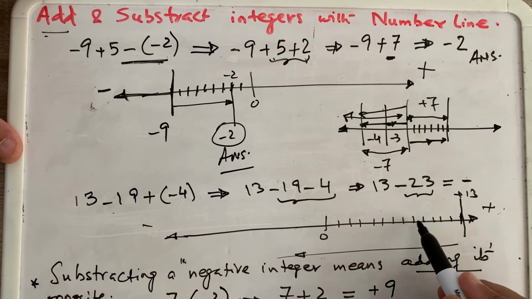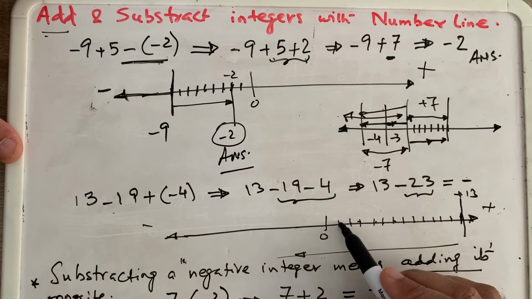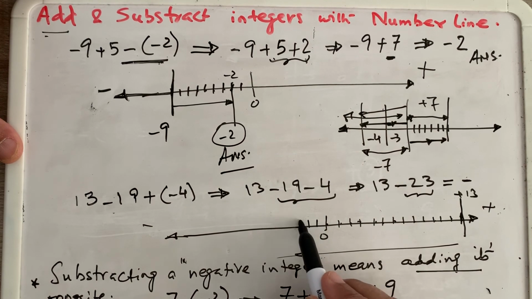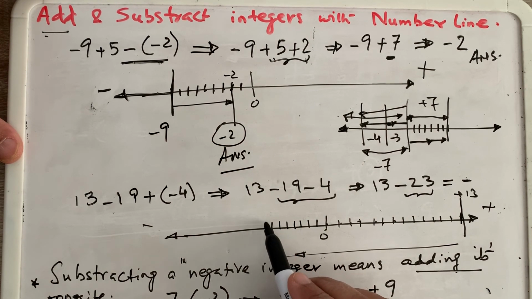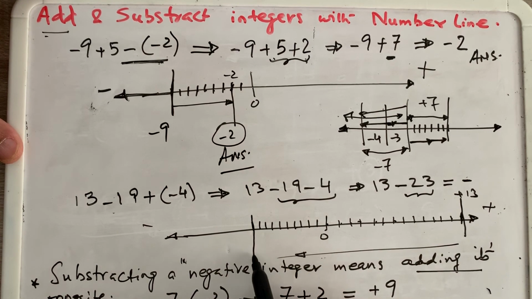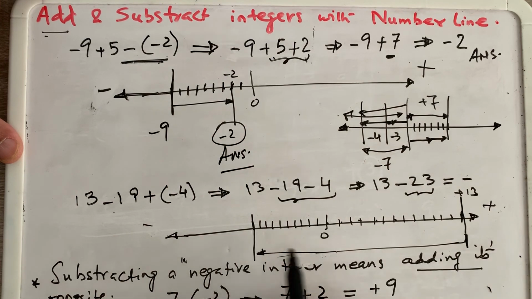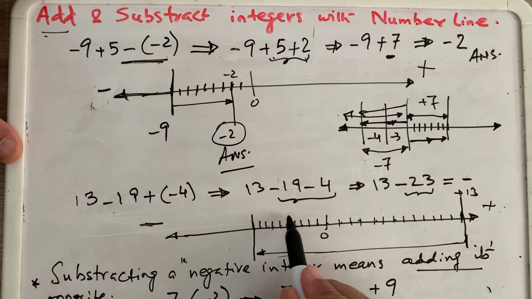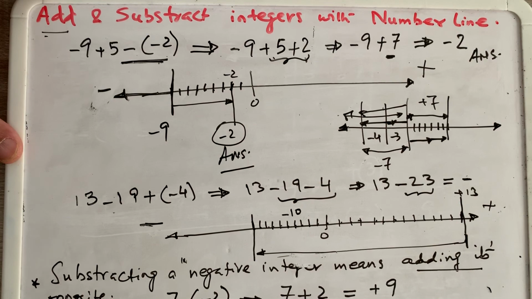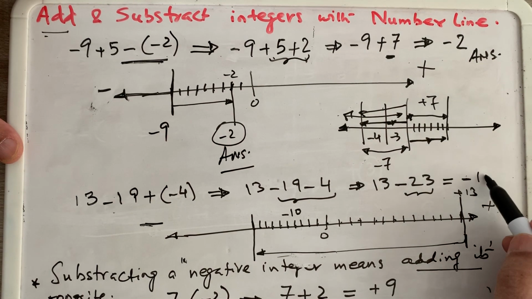1, 2, 3, 4, 5, 6, 7, 8, 9, 10, 11, 12, 13, 14, 15, 16, 17, 18, 19, 20, 21, 22, 23. So I am here when I did this negative up to 23. From which part? From plus 13. Where did I end up? I ended up in the negative direction, right? What is my answer? 1, 2, 3, 4, 5, 6, 7, 8, 9, 10. 10 of what? 10 of negative, right? So my answer is negative 10, right?